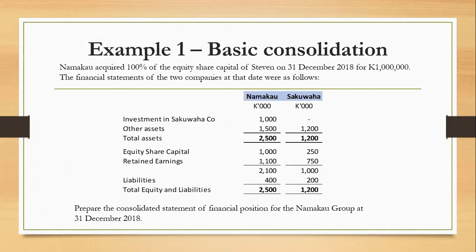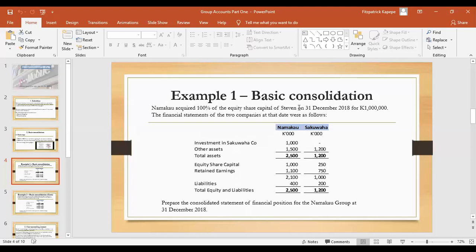So let's look at example 1, basic consolidation. It reads, Namakau acquired 100% of the equity share capital of Sakwa. Let me correct this first. Let me correct it. I always make these errors.